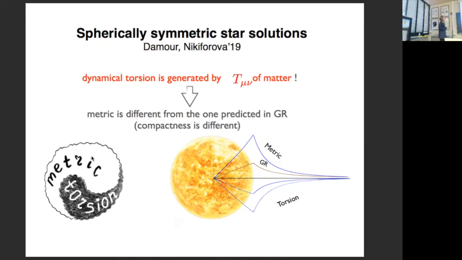Another very interesting thing is that here you can see the metric of the star and the torsion of the star for some parameter eta, which is not very small. If eta becomes small, then this curve will go down, closer and closer to the GR metric. But the torsion will stay further, even if we send eta to 0. I don't actually understand how it happens.